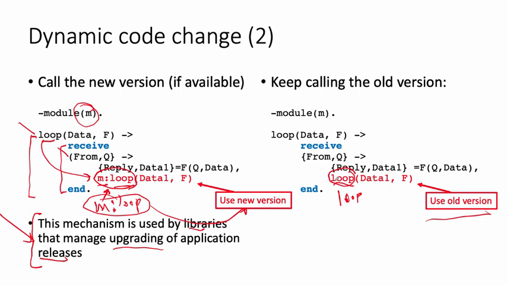So you have to wait until all the processes are upgraded to the new version, and then the old version can be removed, and then if you want to upgrade again, you can upgrade again. But at any moment in time, there's only two versions in the system, the old and the new. Otherwise, it's too complicated. And that is quite normal, because usually the updating is not done so frequently.